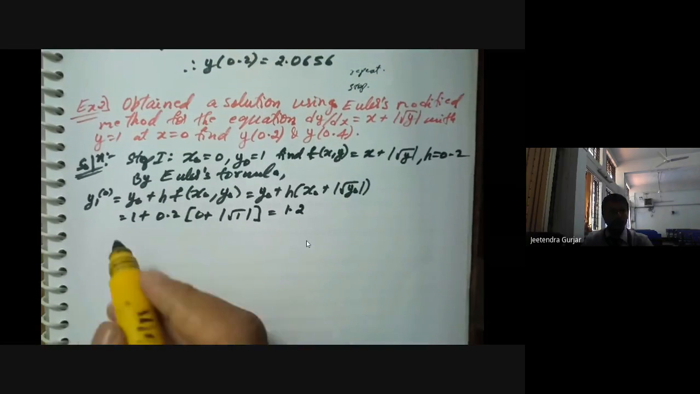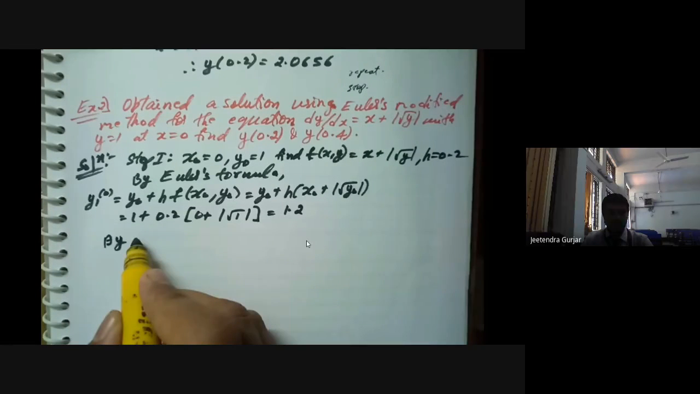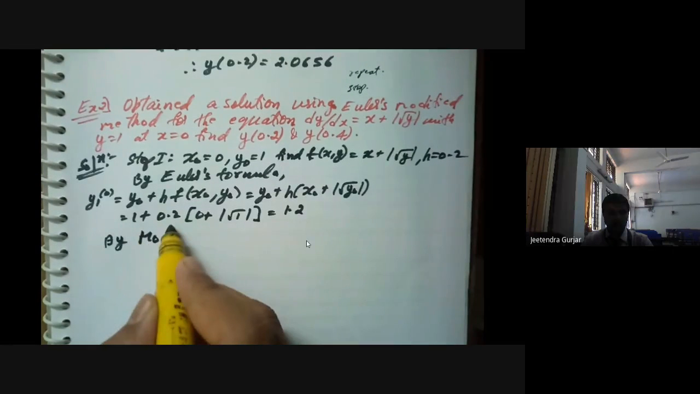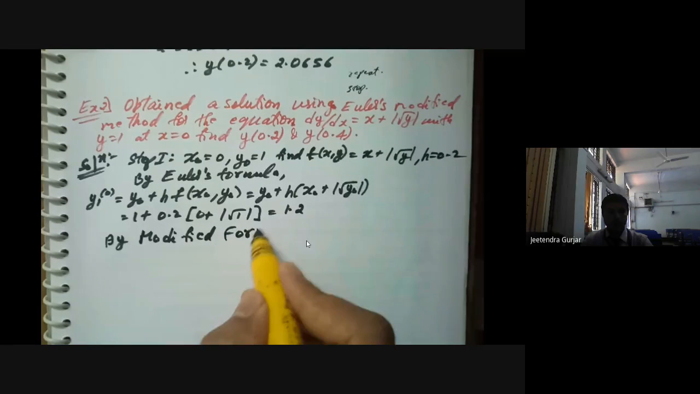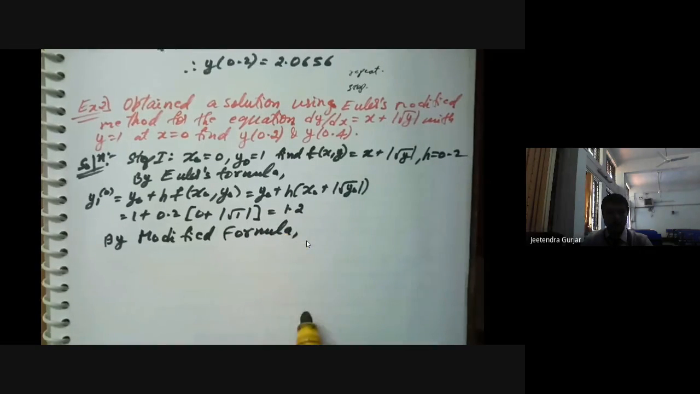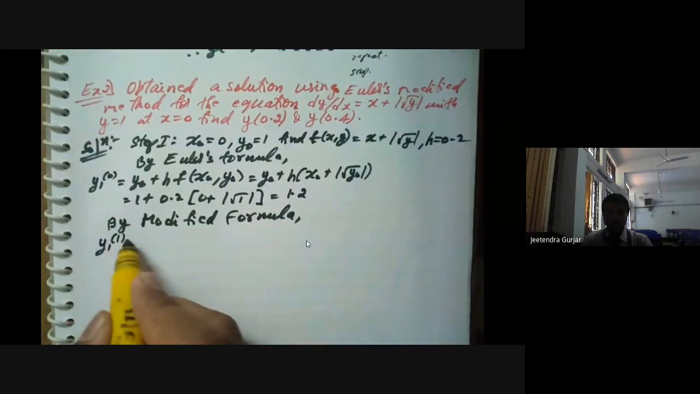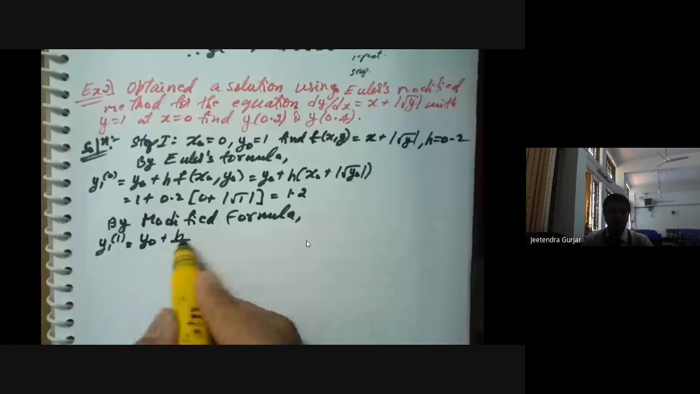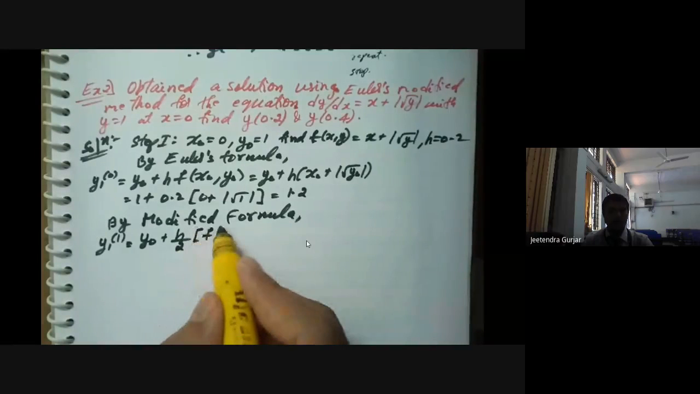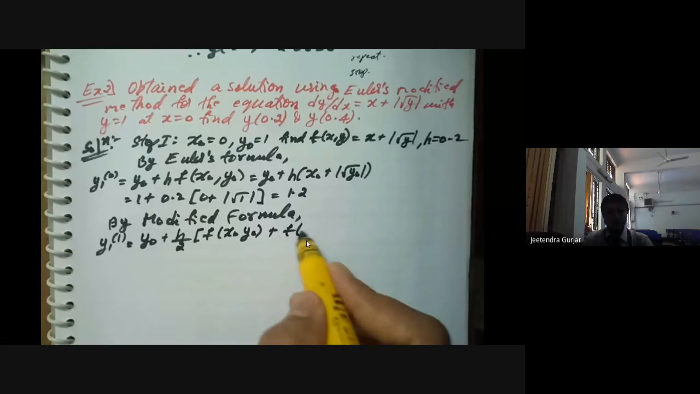So next we are going to have the modified Euler's formula, that is y1 raised to 1 is equal to y naught plus h upon 2 in the bracket f of x naught comma y naught plus f of x1 comma y1 raised to 0, students. So remember this formula. I am repeating again and again for your sake. So you also repeat this formula so that you remember it perfectly in the examination. So substitute the values, students.